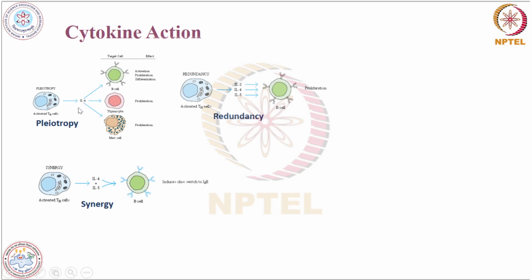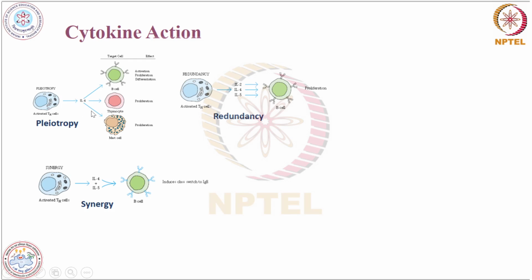And if this interleukin 4 is received by a thymocyte, then it will undergo proliferation. That will trigger cell division. And if it is received by a mast cell, then it will also cause proliferation. So there is a difference. If a B cell receives interleukin 4, it will undergo activation, proliferation, and differentiation. If thymocytes and mast cells receive it, they will undergo proliferation.